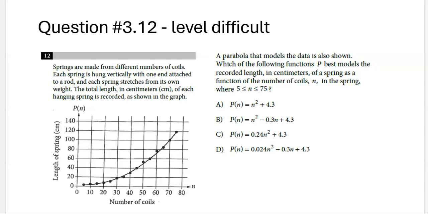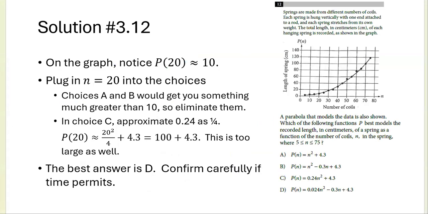How do we solve this without a calculator? So let's pick a nice point. For example, P of 20 is approximately equal to 10. Look, P of 20: when the input is 20, the output is approximately 10 over here. Okay, so we're going to plug in n equals 20 into the choices, and we will hope to get something close to 10.